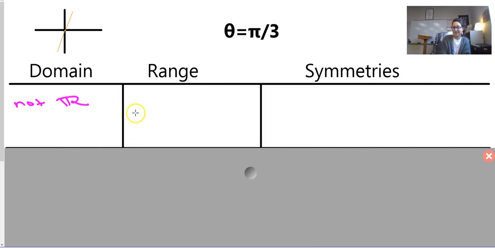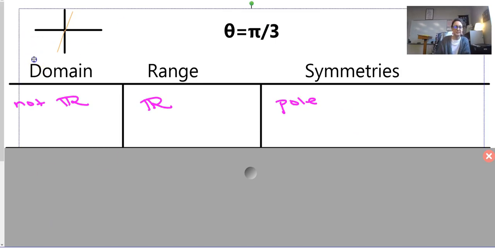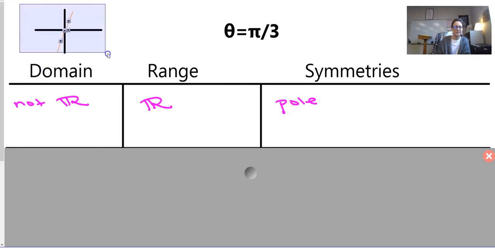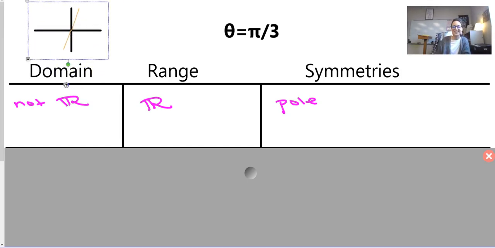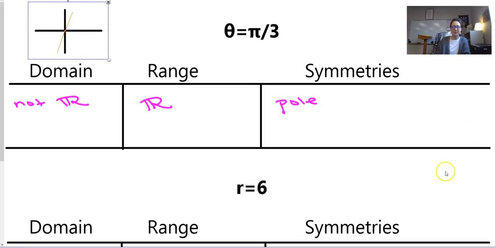Now what about the range? Can your r value be anything? Yes, it can. So I'm going to put all real numbers there. Now for the symmetry, take a look at the graph. What kind of symmetry would you say this has? Yeah, this is only symmetric with respect to the pole. If we were to take this and turn it 180 degrees, flip it upside down, notice I do still have that same line in quadrants 1 and 3. Okay, good deal.